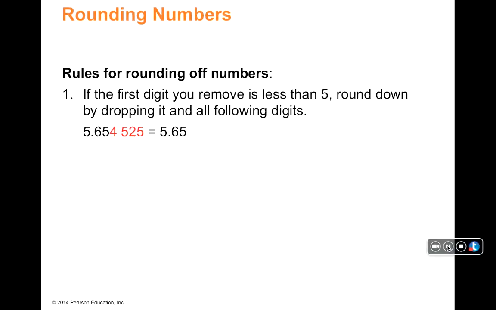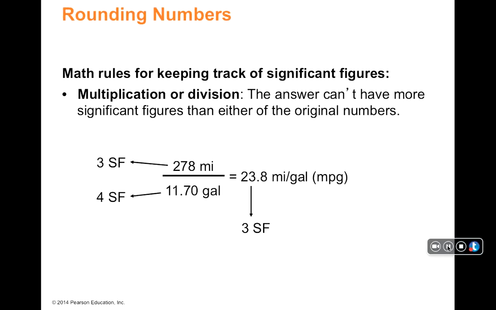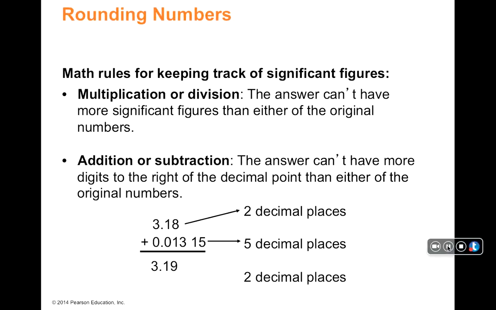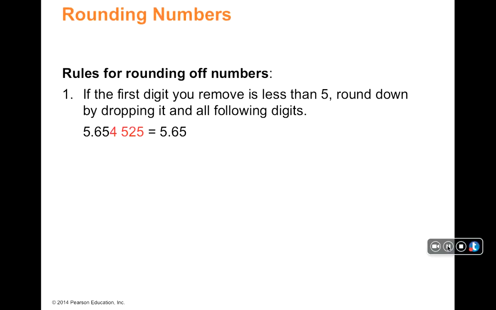Often when you are doing these types of calculations, in the previous examples here, you might end up with not 23.8, but 23.74, or whatever this answer might be. So you have to figure out, how do I round it to get it to 3 significant figures? So here are the rules for that.